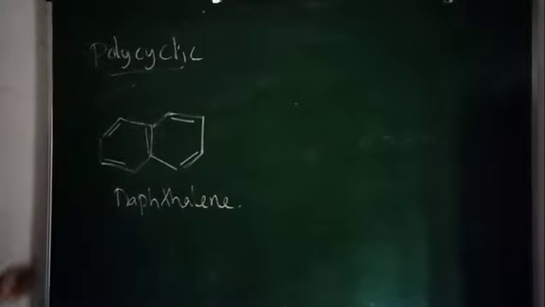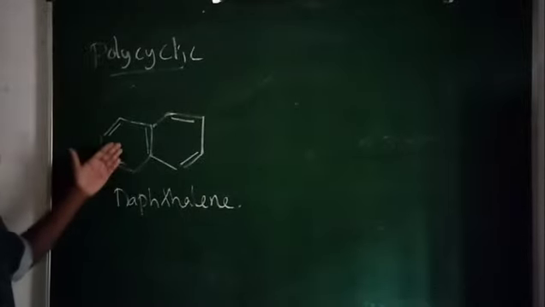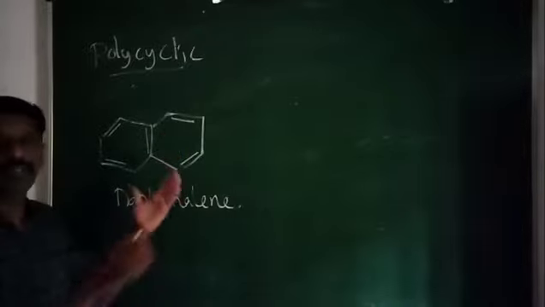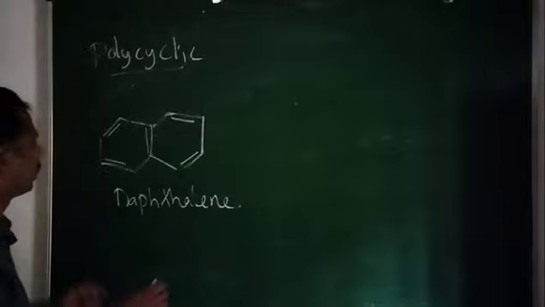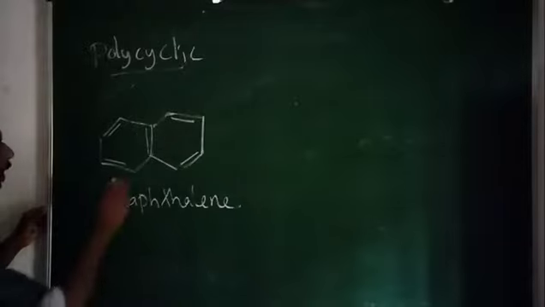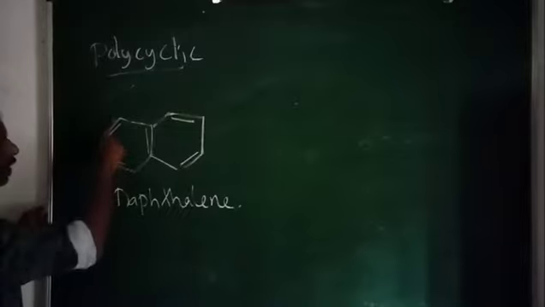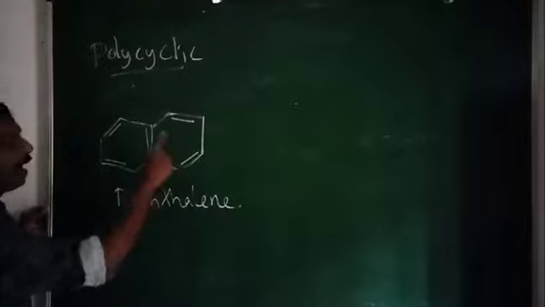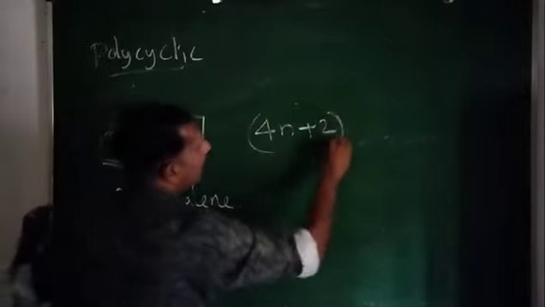Again, look at it here. Naphthalene. You can see that this is a cyclic compound. What type of polycyclic? There are two fused ring systems, fused benzene ring system. There are two benzene rings. First condition, it is cyclic, of course. And the second condition, the planarity of the molecule. You can see that the molecule is planar. And the third condition, 4n plus 2 pi electrons.